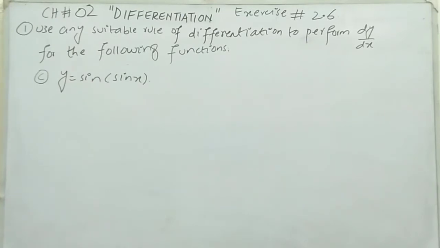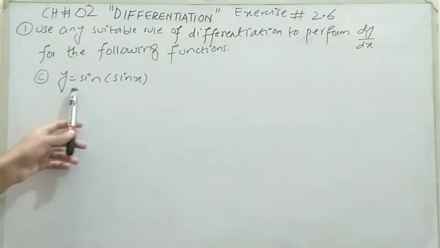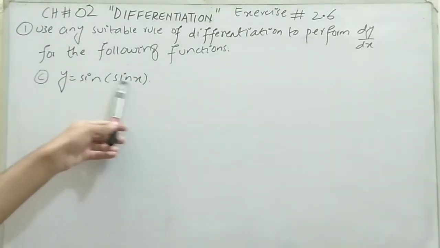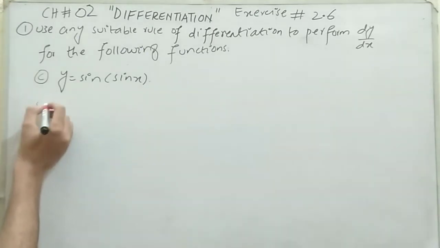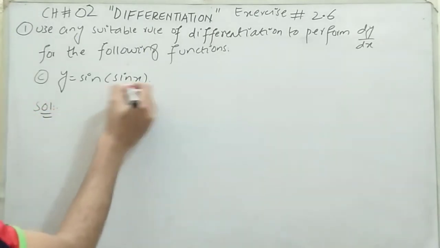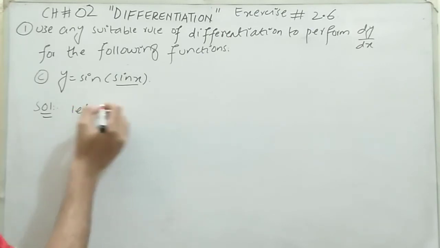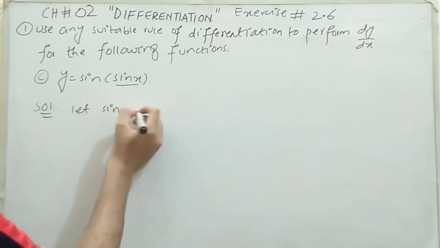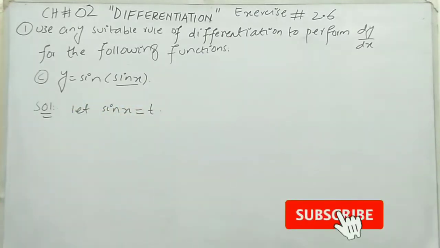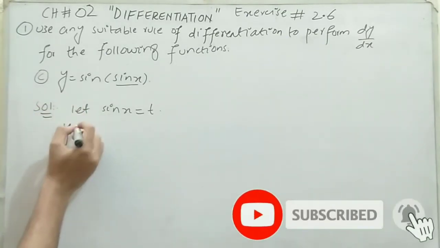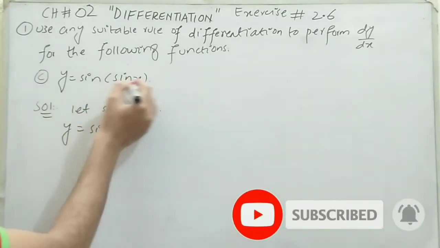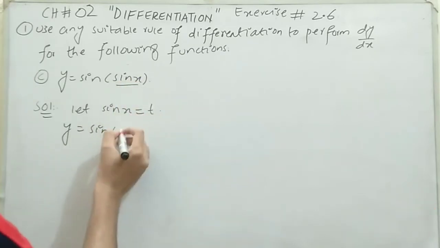Now move toward part number C. It tells that a function is given, y is equal to sin of sin x. So this is the inner function. So move towards the solution for part number C. Let's suppose this inner function, which is sin x, is actually equal to t. I suppose it is taken as t, so it becomes y will be equal to sin of t, where this function sin x is actually t.